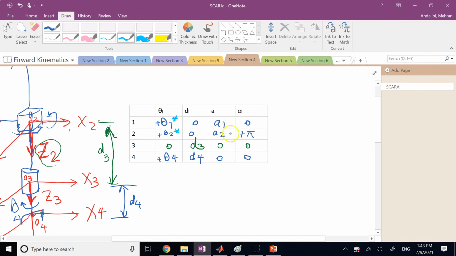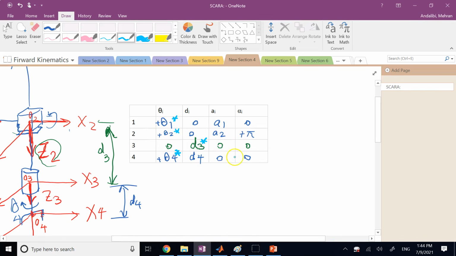A1 and A2 come from geometry. Pi is a fixed twist. What about the third row? It is D3, the amount of displacement of the prismatic joint. What about here? It's only theta 4. D4 is, again, a part of the geometry. It's an offset. So you see, in each row, there is only one variable parameter.